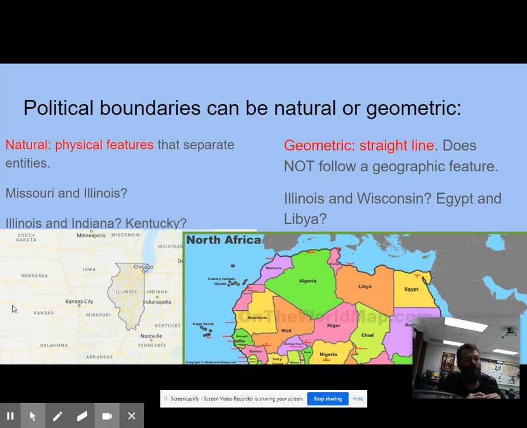A geometric boundary is a straight line boundary. If you look at the boundary between Libya and Egypt on that map, most of that is a straight line boundary. That's geometric, like math. It's a straight line, it doesn't follow a geographic feature. So in between Illinois and Wisconsin, if you look at that map of Illinois, up there in the northern part, there's a straight line that goes across. That's the boundary between Illinois and Wisconsin. That is a geometric one. Okay, so again, how are all those formed?